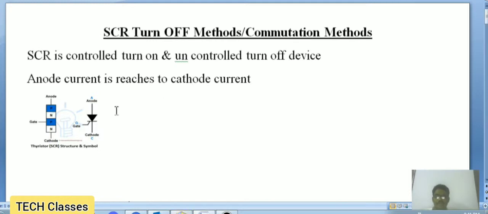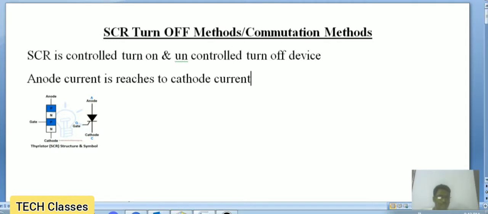But after this turn-on of the device, it cannot be turned off. Even if you remove the gate terminal in the SCR, it cannot be turned off. That means there is no control over this device in the case of turn-off. Due to that reason, we need to study about these turn-off methods.